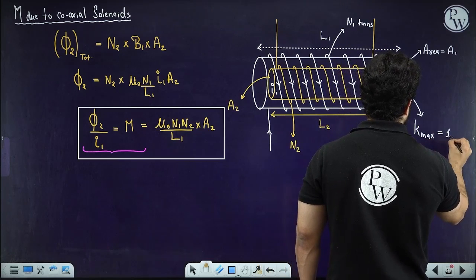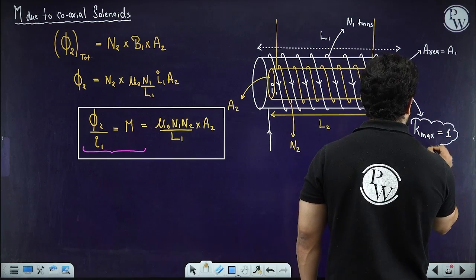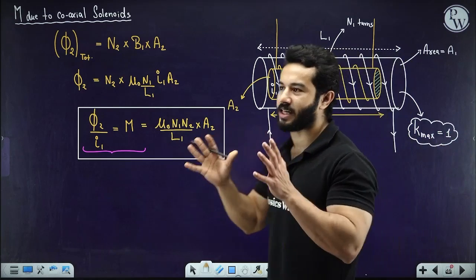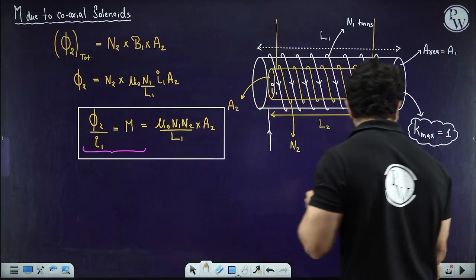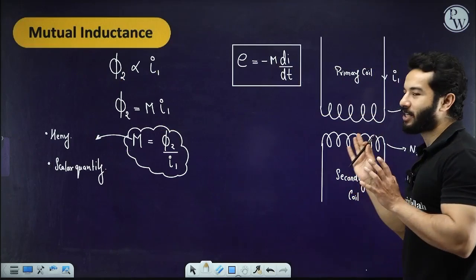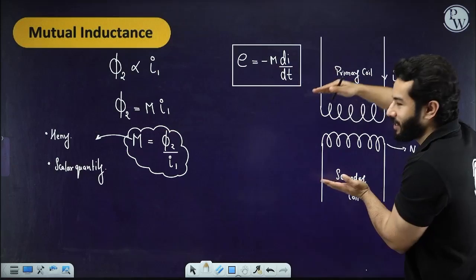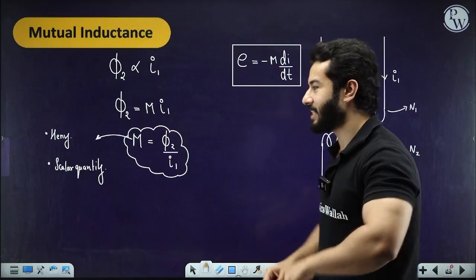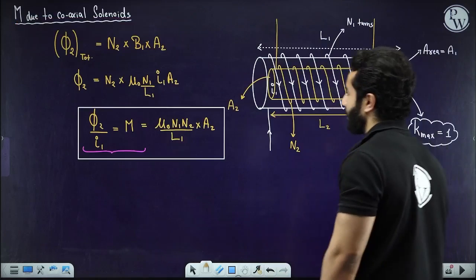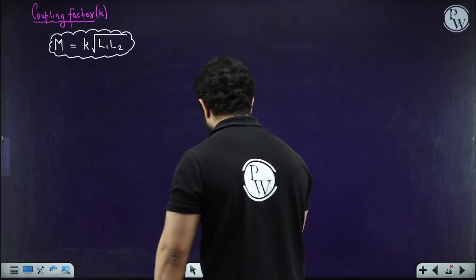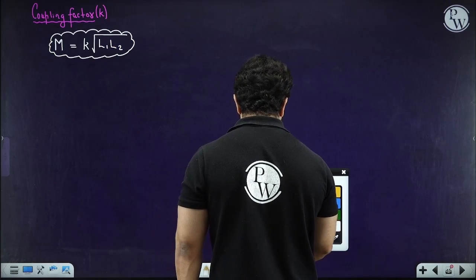And what do we mean by maximum coupling factor? That means the maximum amount of flux is getting linked. Over here some of the magnetic field lines might not get linked, and if you increase the distance between them, K will decrease further, right? So K basically tells you the coupling fashion between two coils.